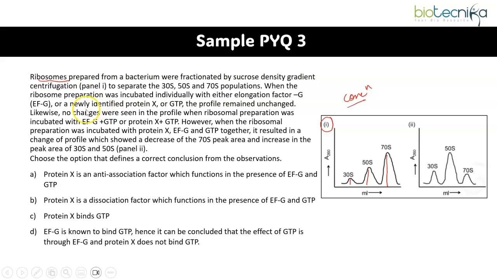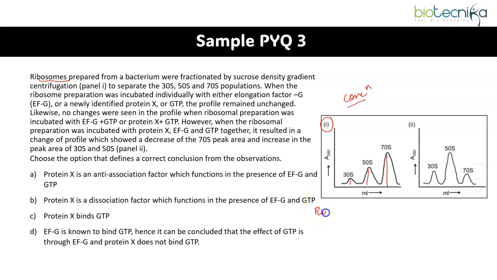Now, when the ribosome preparation was incubated individually with either elongation factor G, or a newly identified protein X, or GTP, the profile remained unchanged. Okay. So what it is saying, I'm just going to make a table of what the information is given here.